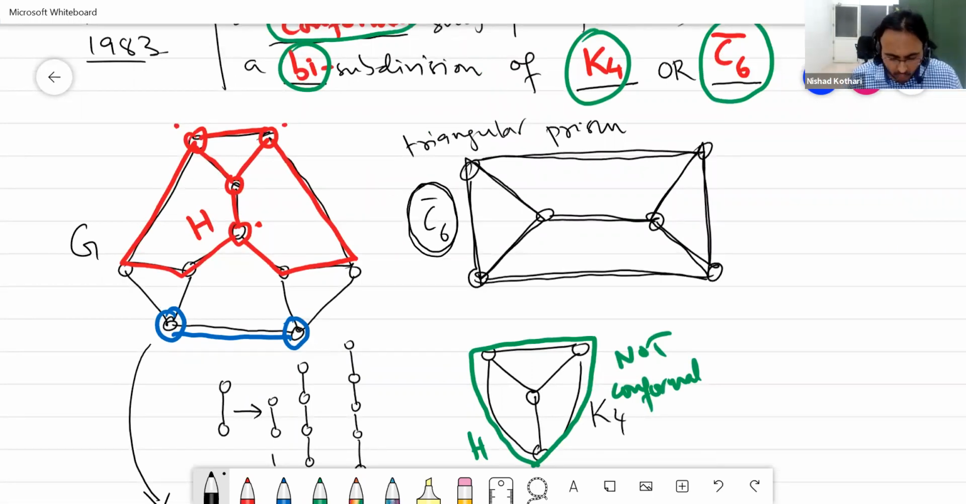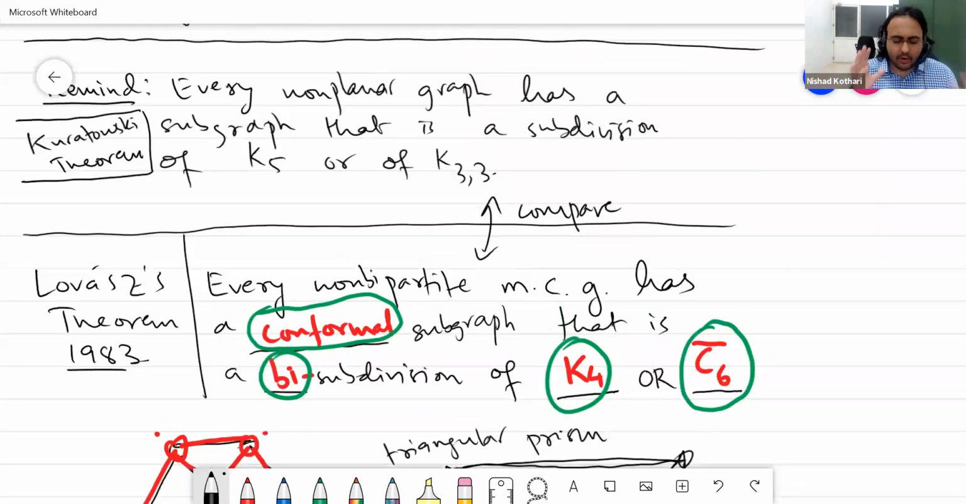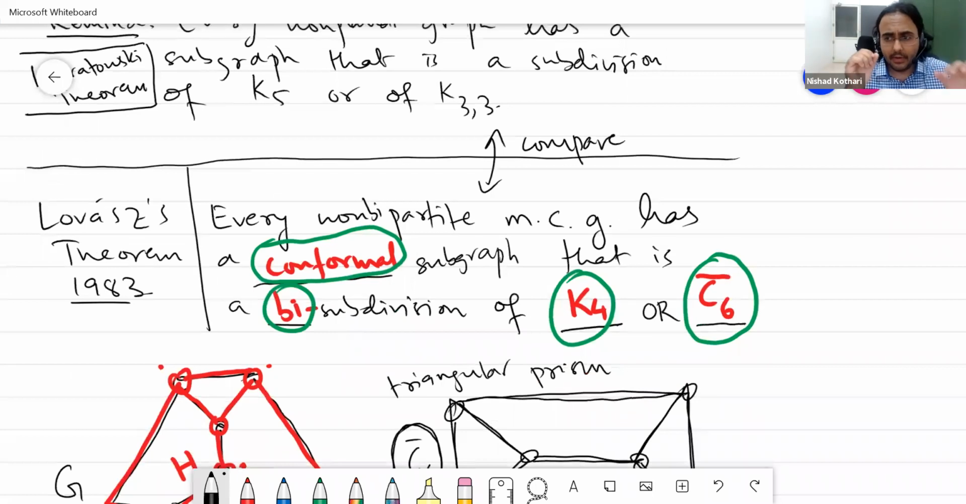Okay? So what is Lovász' theorem saying? You take any non-bipartite matching covered graph in the world, you will always find a conformal subgraph inside it that is either a bi-subdivision of K4 or it is a bi-subdivision of the triangular prism. Okay? Good. And Lovász used this theorem to solve certain open problems in matching theory, which I do not have the time to talk about. So if you are curious, you can take a look at his 1983 paper. There he solves other problems using this theorem.